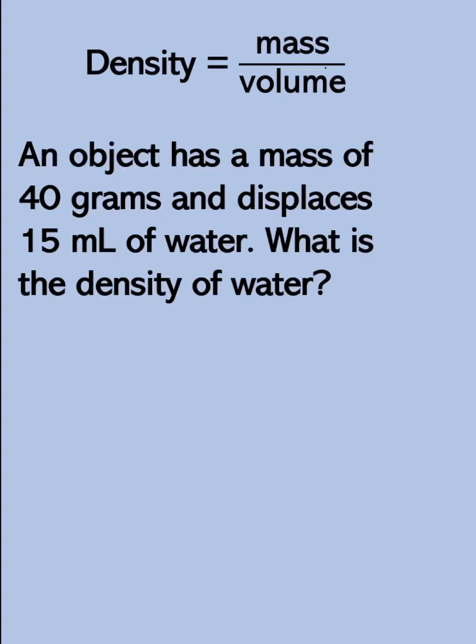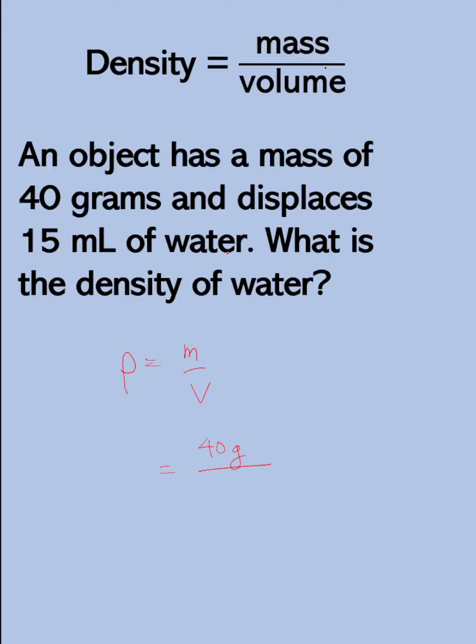Now, next problem, we have an object has a mass of 40 grams and displaces 15 ml of water. What is the density of the water? Again, you start with the formula. Density is equal to mass over volume. The mass here is given. We have 40 grams. Then here it says this one displaces 15 ml of water.